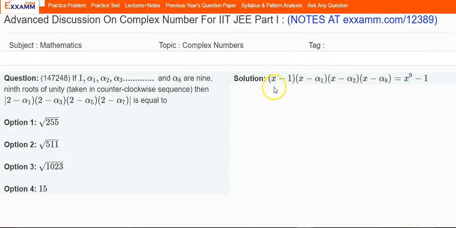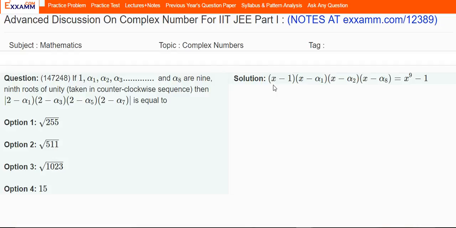So we have x minus 1 multiplied by x minus alpha 1, x minus alpha 2, up to x minus alpha 8, and the value is x to the power n minus 1. Even if we check it by expanding, we will see that the sum of the roots is 0: 1 plus alpha 1 plus alpha 2 up to alpha 8 is 0, taken 2 at a time is 0, so only the product would be remaining. We can always check and find that this is a correct equality.